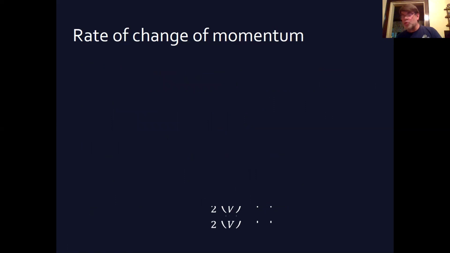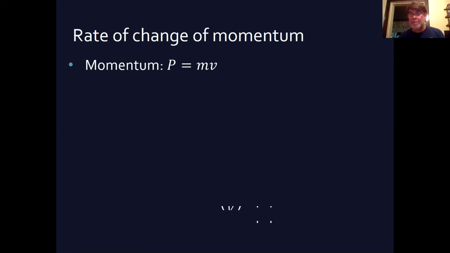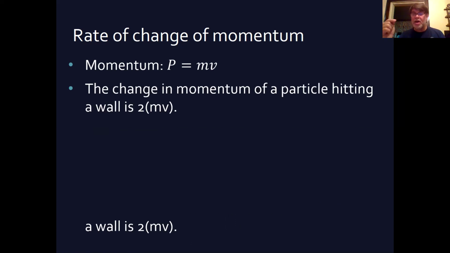Okay, so let's talk about what the rate of change of momentum of all these particles is. You'll remember from a long time ago in a faraway place that momentum equals mass times velocity. P equals mv. Now, the change of momentum of a particle: it has a momentum mv hitting the wall, and then it has another negative mv going the other direction. So we have a change all the way from positive mv to negative mv. That's a total change of momentum of 2mv, right? The change in and out.